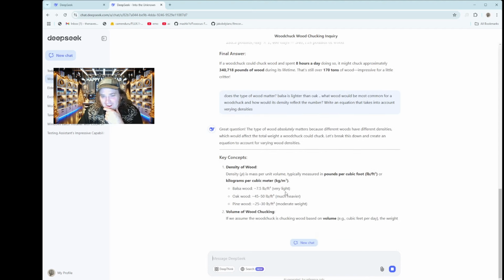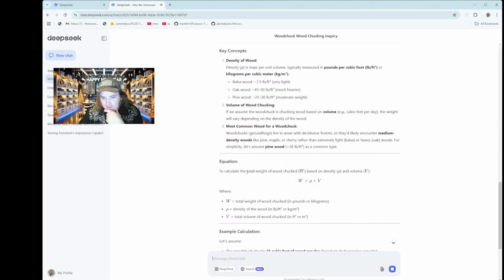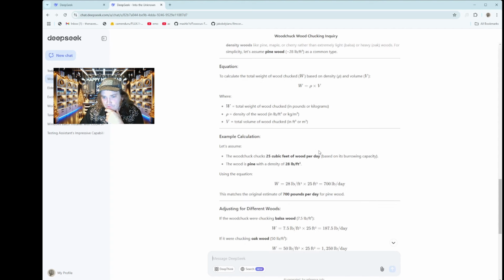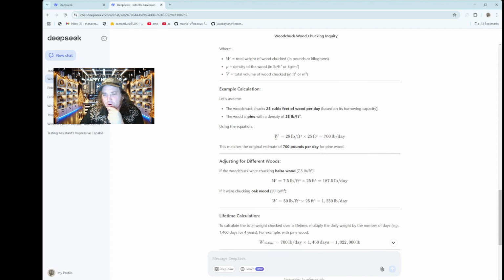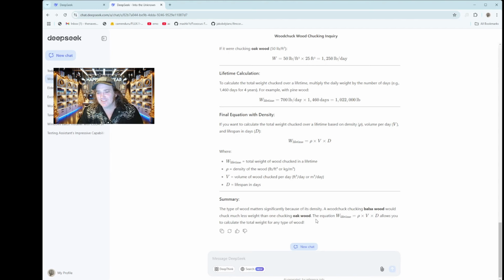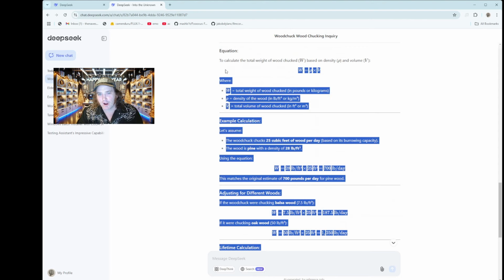Great question. All right, so balsa wood, so it knows all that. Oak wood, volume of wood chucking. So here is your thing, to calculate the total weight of wood chucked based on density and volume: the weight of the wood equals the density of the wood times the volume of the wood. So here it goes down. Now here's the funny thing, I've worked myself into a corner. I don't know if this is correct or not. So the woodchuck chucks 25 cubic feet in burrowing capacity. So let's do this, let's use a GPT to test it, because I actually don't know if any of this is true. So let's copy this.